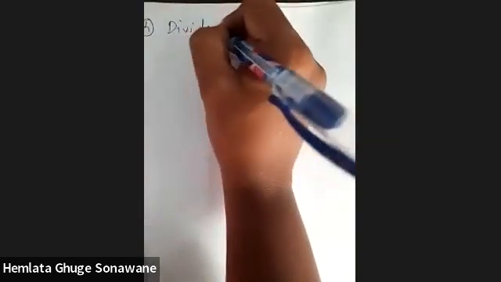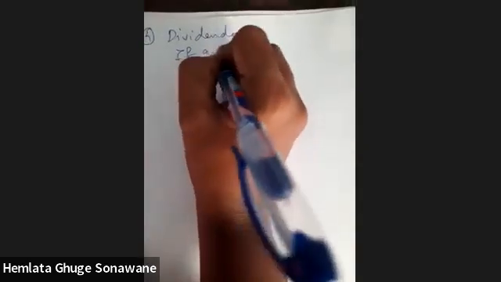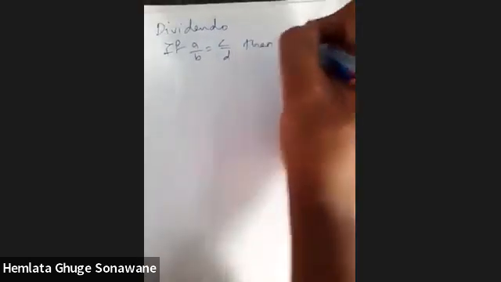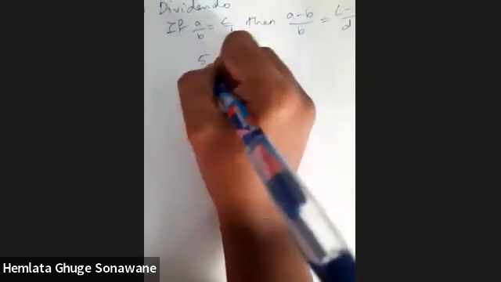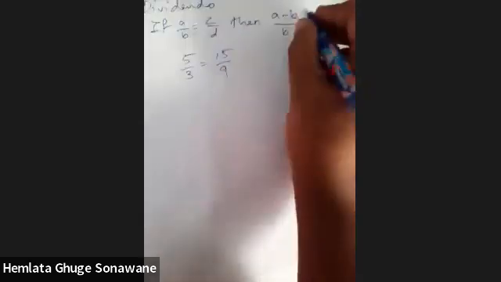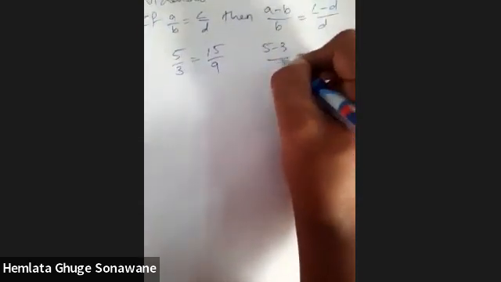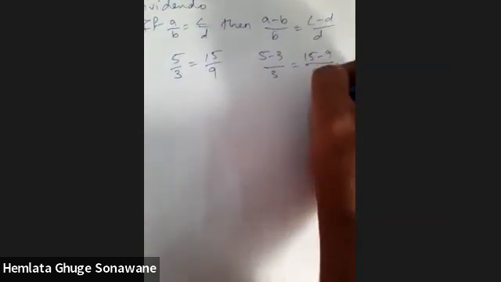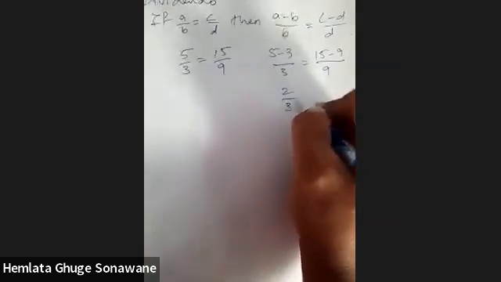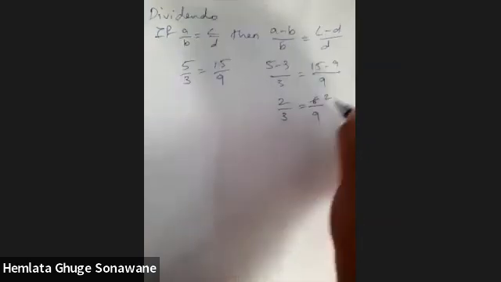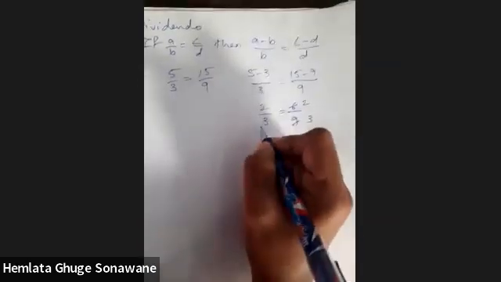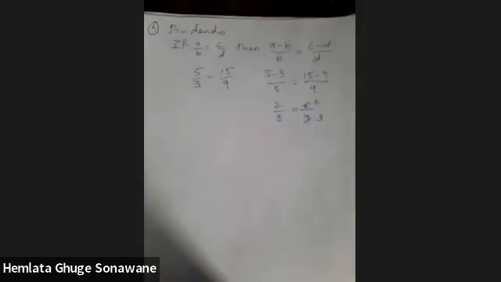Fourth is dividendo. If A upon B is equal to C upon D, then A minus B upon B is equal to C minus D upon D. Here 5 upon 3 and 15 upon 9. A minus B means 5 minus 3 upon 3, 15 minus 9 upon 9. 5 minus 3 is 2 upon 3, 15 minus 9 is 6 upon 9. 3 2s are 6 and 3 3s are 9. That is 2 upon 3 is equal to 2 upon 3.